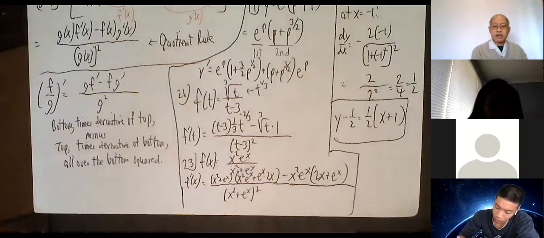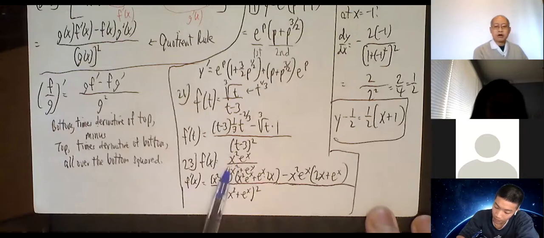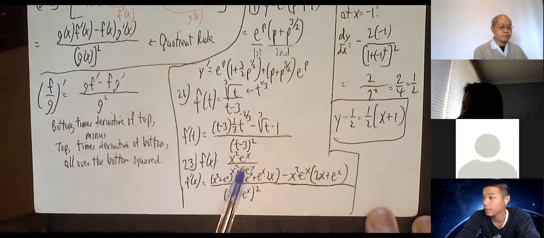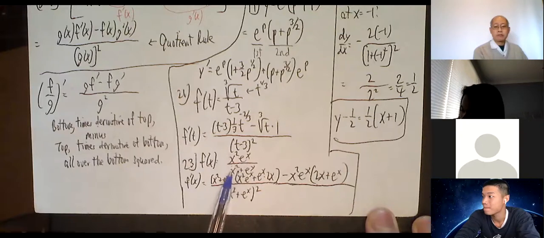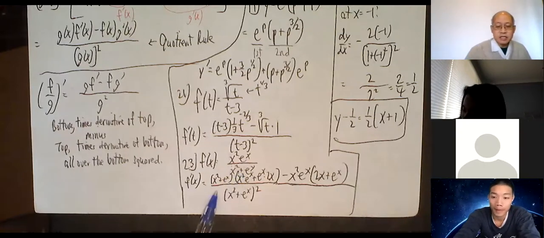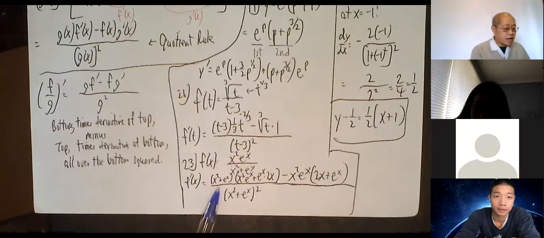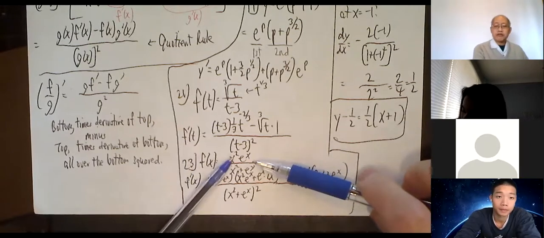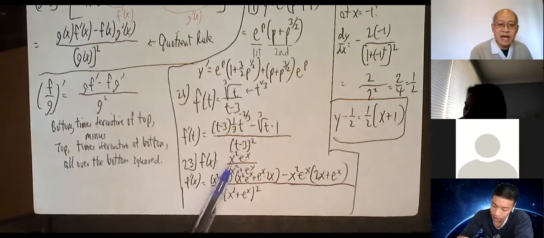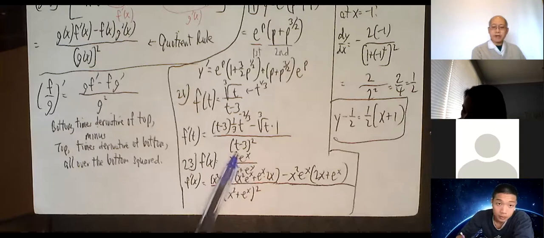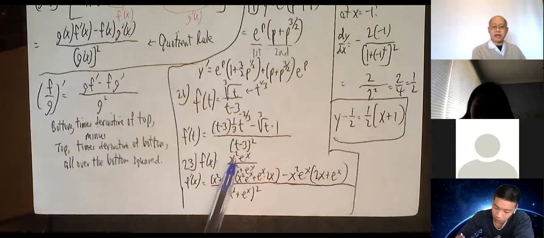And then 23 is also quite messy. F of x is x squared e to the x over x squared plus e to the x. So again, that looks like a quotient. So do the quotient rule. So bottom, x squared plus e to the x, copy it, times the derivative of the top. So if I differentiate the top, it's a product rule. So here's a case of a product rule inside a quotient rule. It's a quotient, something divided by something. And then I have to differentiate the numerator, but that's a product in itself.